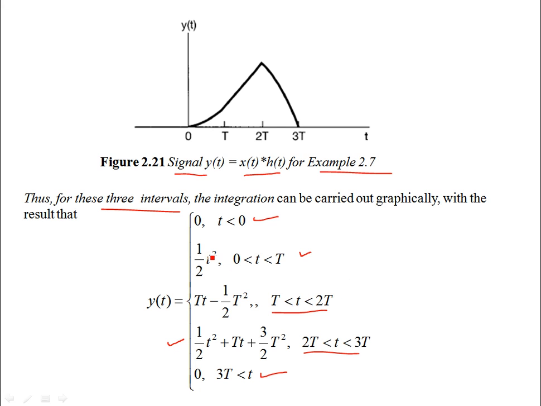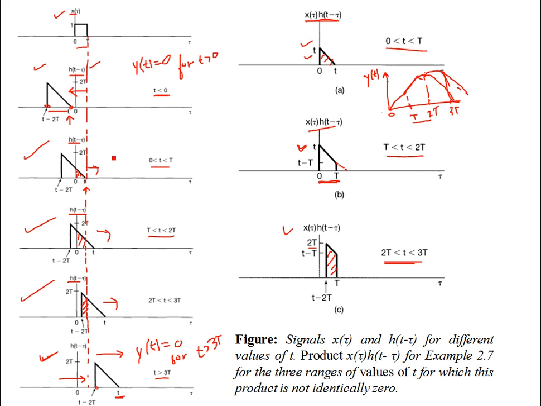So t is a variable in all these three intervals. You see the area starts growing for t, then up to 2t you have more area to integrate, and then for 3t it drops down and then it is 0. So for t greater than 3t, your yt, the output of the system, is 0. And also for t less than 0, the output of the system is 0. That's again the mechanics of the convolution that can be seen from this example.